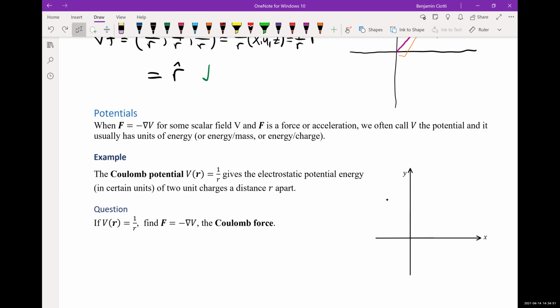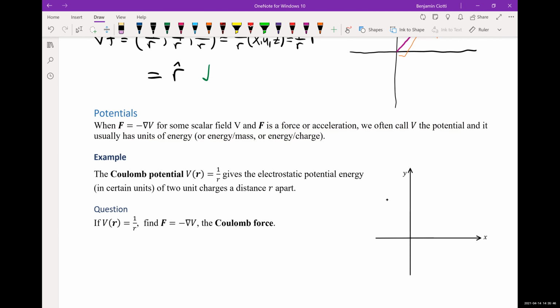Okay, so moving on to potentials. Suppose we have a vector field capital F that is equal to a gradient. In fact, because it's a convention, let's make it equal to the negative of a gradient. That's actually a physicist's convention, which is not particularly important for our purposes, but just to be consistent with physicists, I'll leave the negative sign in there. When that's the case, and capital F is like a force or an acceleration, we often call V, the function that it's the gradient of, the potential. And it usually has units of energy, or perhaps energy per unit mass or energy per unit charge.